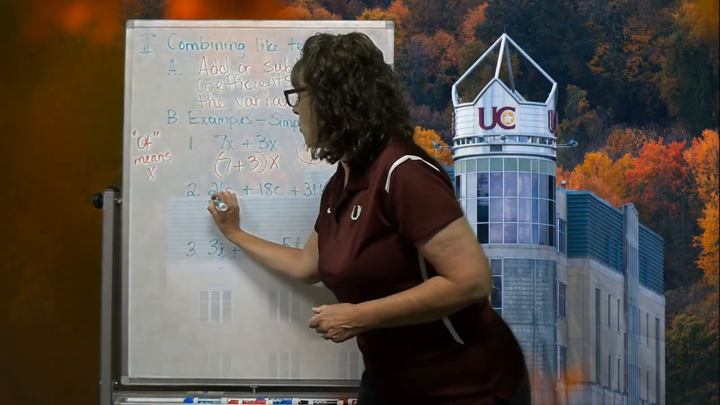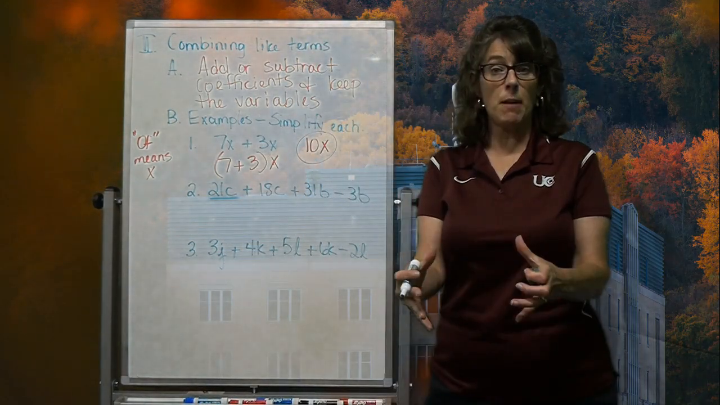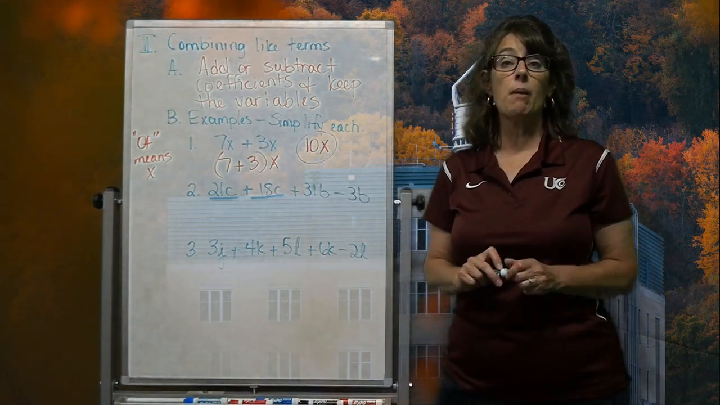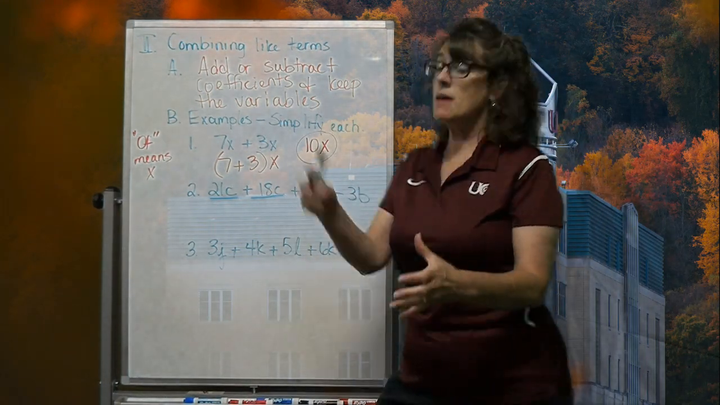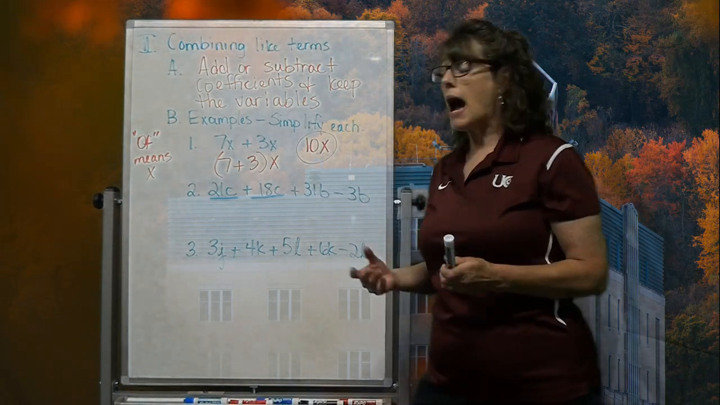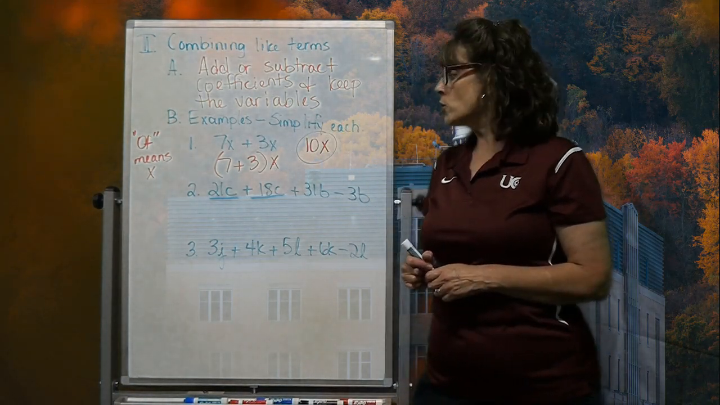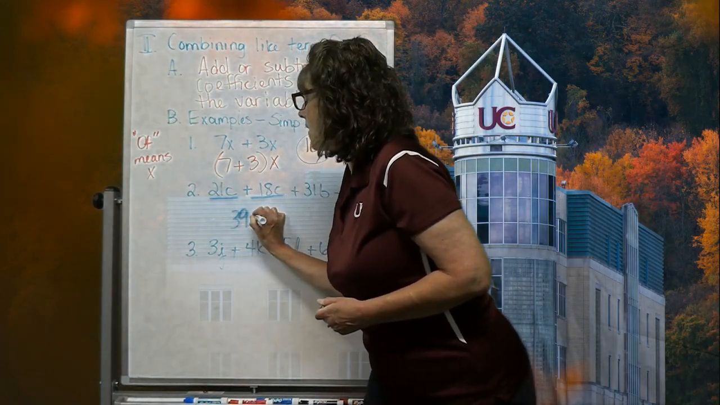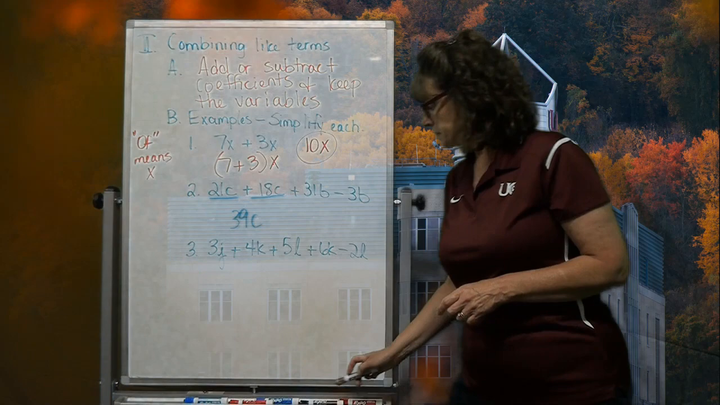Well, this says I have 21 of these C's sitting in my pile. I'm going to throw 18 more of these C's into the pile. So 21 C's, 18 more of those C's. How many C's do I have now? Well, 21 and 18 is going to give me 39. I have 39 of these C's sitting in my pile.